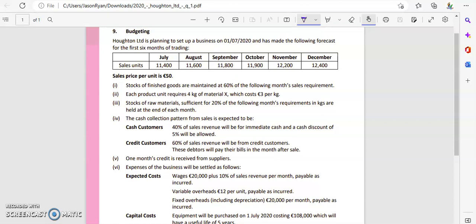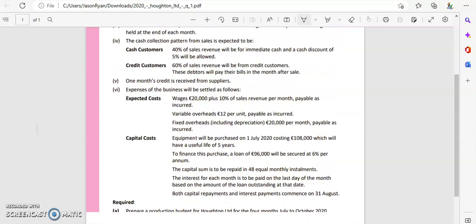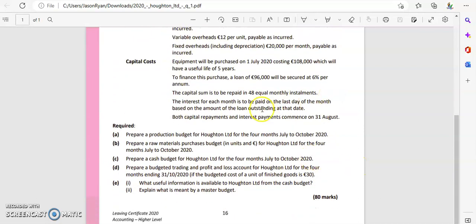Okay, so let's have a look at the 2020 budgeting question 9. It's Houghton Ltd. With this one, you're going to have 4 parts to the question. Part number 1 is to prepare a production budget, so find out how much we need to produce. Then prepare a raw materials budget, how much materials we need for the units that we need for each month, and this is given for 4 months. Then prepare a cash budget for Houghton for the first 4 months, and then prepare a trading profit and loss account.